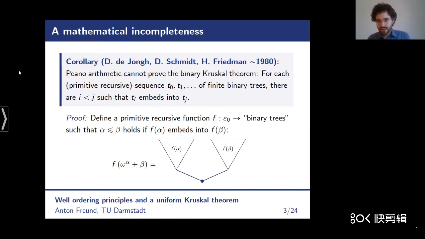So I should say two more things to make this precise. First of all, if we want to work in Peano arithmetic, then as before, we cannot consider arbitrary sequences. So let's restrict to primitive recursive sequences. It just makes the theorem weaker and hence the independence result more impressive. And secondly, I would like to say that I'm considering trees that have a root and that are ordered in the sense that you can distinguish left and right subtree.